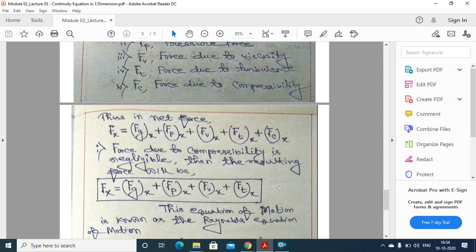So within these five forces during the fluid flow, if we neglect the force due to compressibility, then the equation will become Fx is equal to Fgx plus Fpx plus Fbx plus Ftx, and this equation of motion will be known as the Reynolds equation of motion.